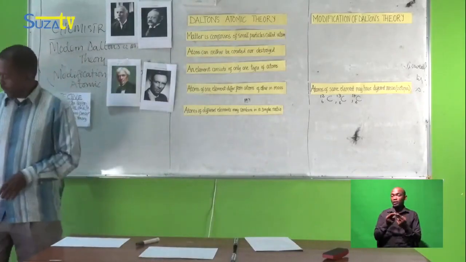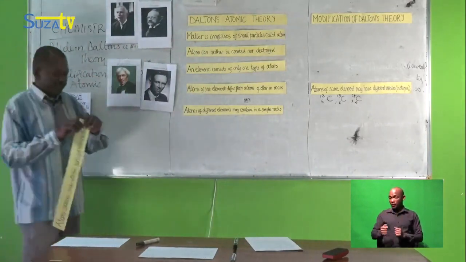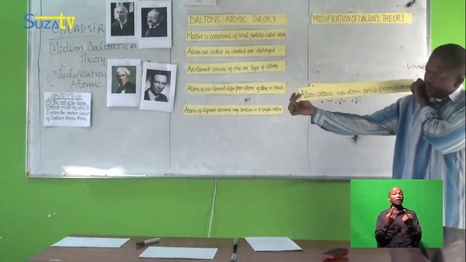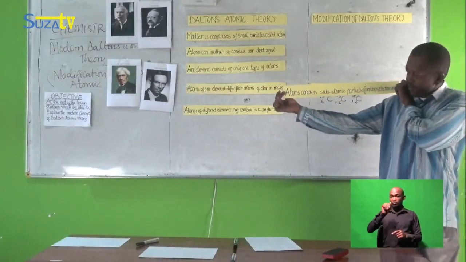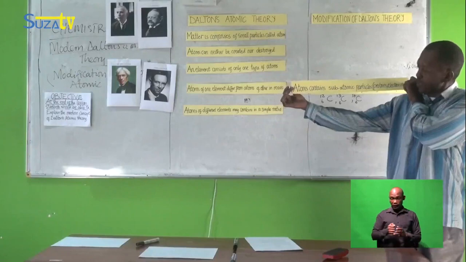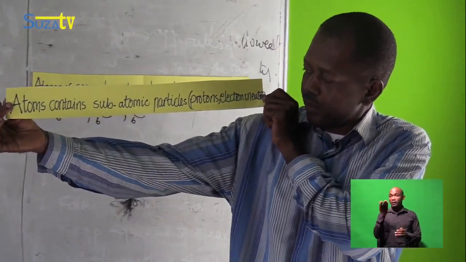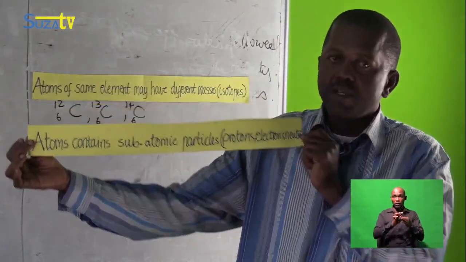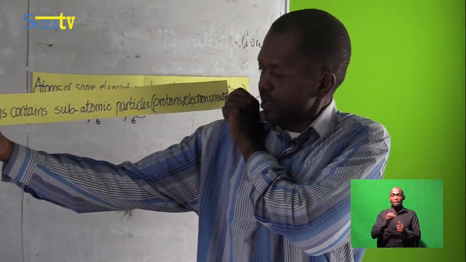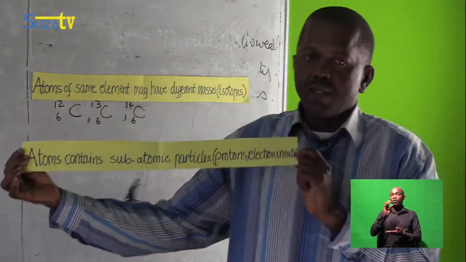Okay, now I take another one randomly and show you. It says atom contains subatomic particles, which are, in brackets, protons, electrons, and neutrons. Atom contains subatomic particles, which are protons, electrons, and neutrons.